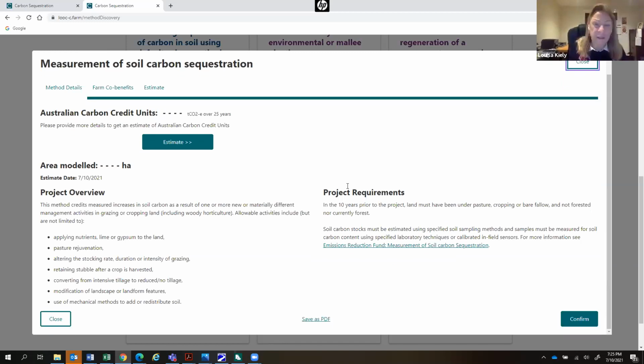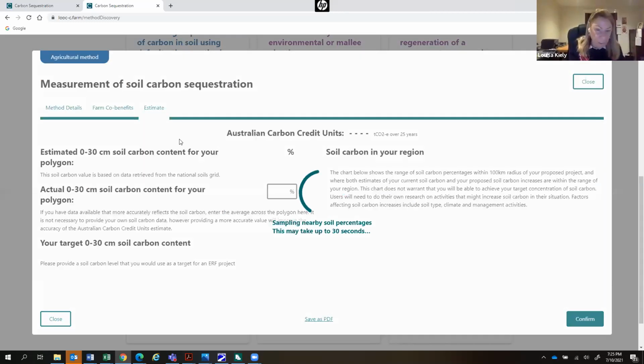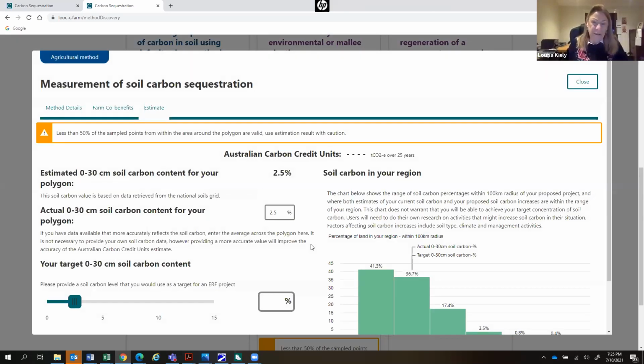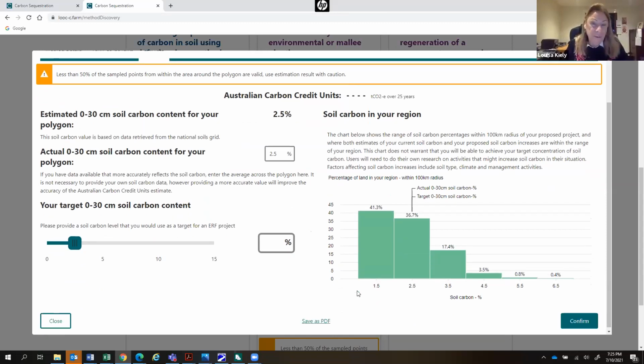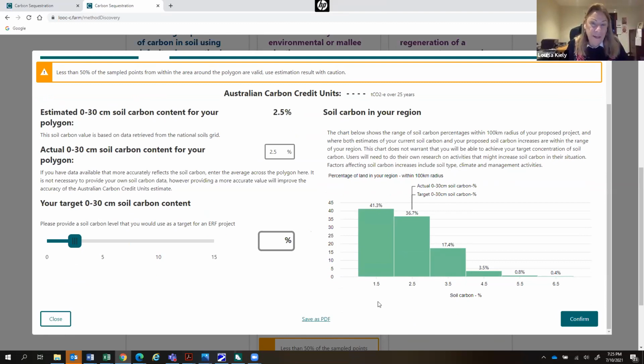Okay, now, did this tell us before that we needed more information, Stephanie, when we looked at this? Oh, yes, here we go. Soil carbon percentage? Yes. So they've got an estimate, and it's really thinking about this. There you go. So the report: use estimation result. Okay. And that's a good warning right at the top there.